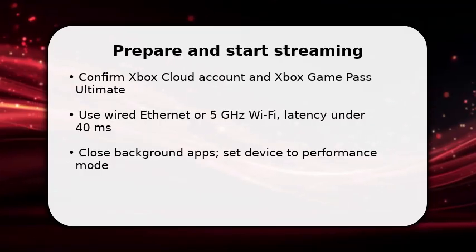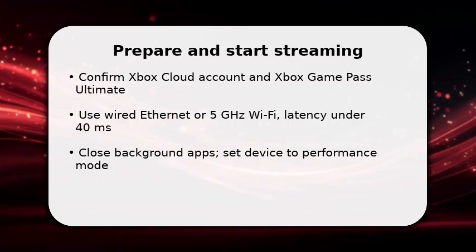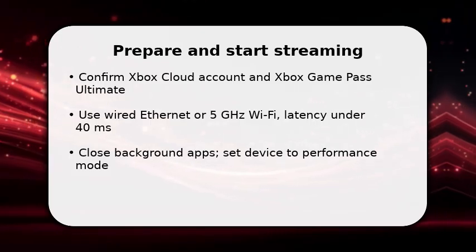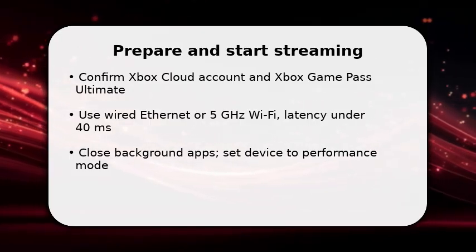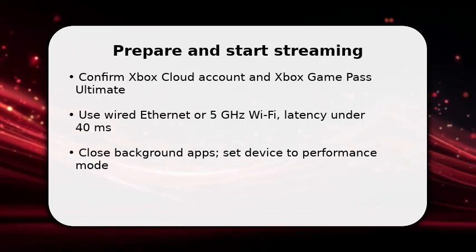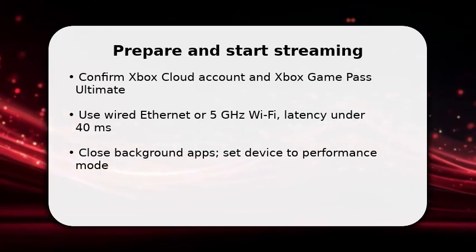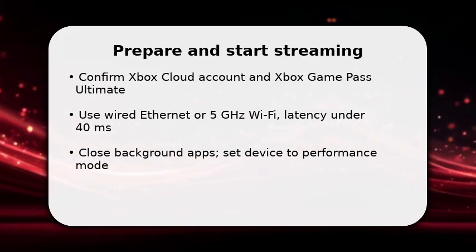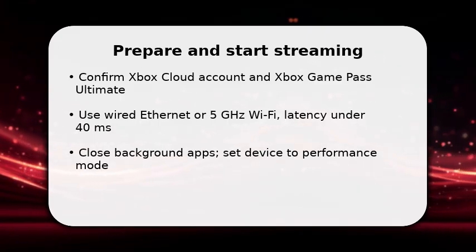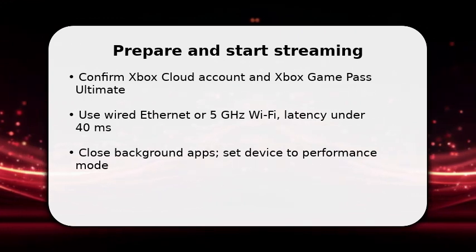You need the basics set, so sign into your Xbox Cloud account and confirm Game Pass Ultimate. Plug into wired Ethernet or switch your device to 5 GHz Wi-Fi for lower latency. Once done, close background apps and enable performance mode on your client device to free CPU and GPU resources. Launch Fortnite in the Cloud app and choose the highest available stream quality setting. You're starting strong. These steps reduce stutter immediately and prepare you for the next configuration layer.